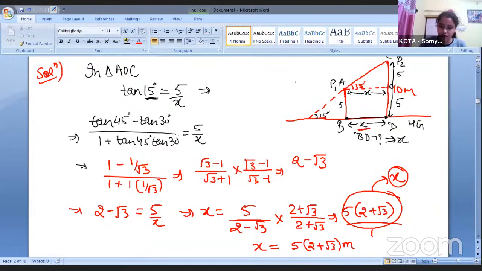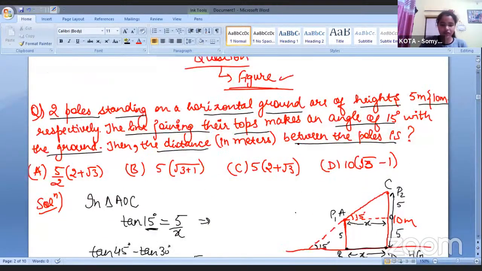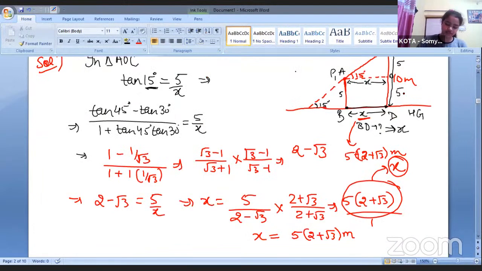So this distance, BD, would be 5 into 2 plus root 3 meters. By all this, we get to know that option C is the correct option. And all of those who have found option C as the right answer, very well done.